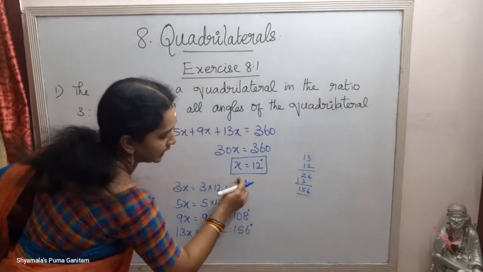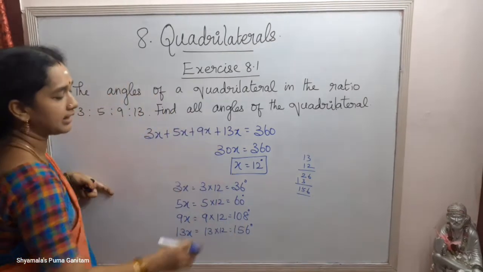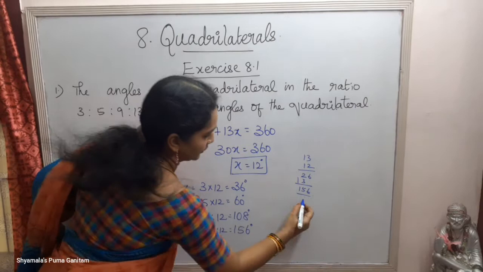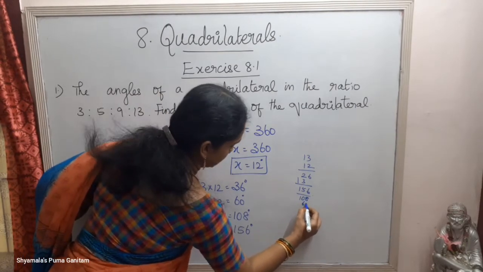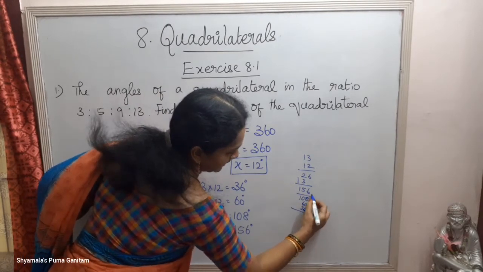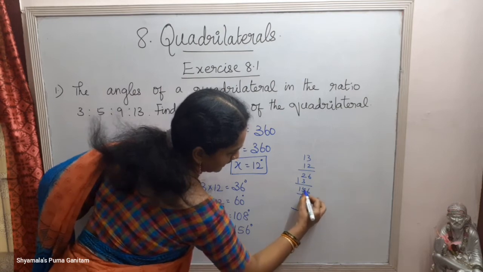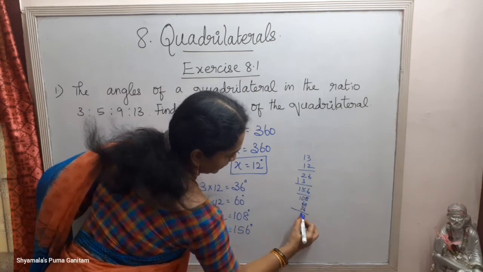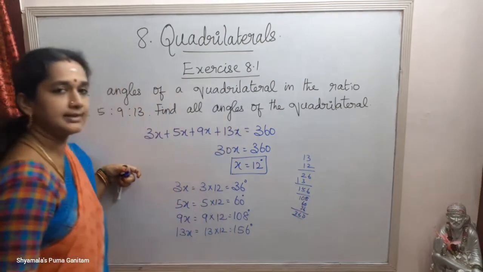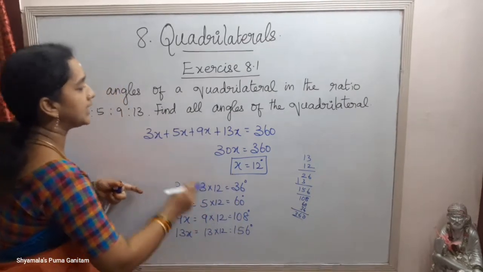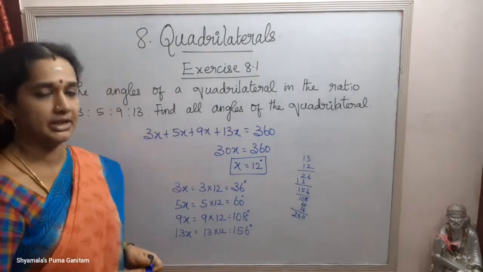So if you add all these things, you have to get 360 degree. So 156, 108, 60, 36. So we are getting 360 degree. So these are the four angles for the given ratio.